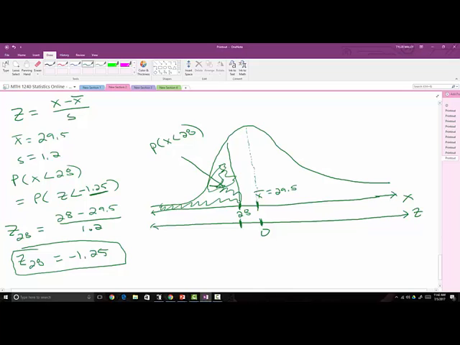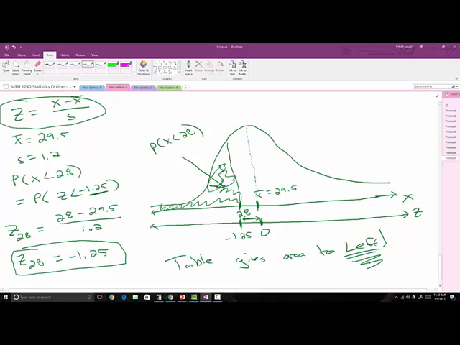So I'm trying to figure out what z-score corresponds with 28. I used this formula, and we found that it corresponds with negative 1.25. So the distance between the mean and the value we're looking at is 1.25 standard deviations to the left. Now I can look this up on my table and find the same thing. And remember, the table gives area to the left, just like in R. So, area to the left. It's important to remember that.